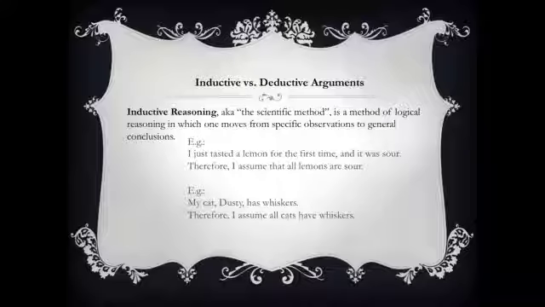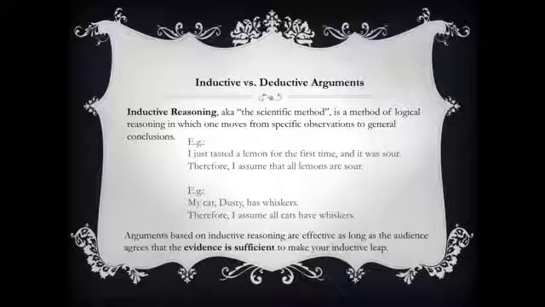So another couple examples of inductive reasoning. I just tasted a lemon for the first time and it was sour. So that's one specific lemon that you tasted. Therefore, I assume that all lemons are sour. So that would be an experiment. So if someone gave you a fruit for the first time and you tried it and it tasted a certain way, you could gather, using this form of reasoning, that that's what all fruits like that taste like. So another cat example, because everything is cats to me. My cat, Dusty, has whiskers. That is a specific observation. So based on that specific observation, I can say generally that all cats have whiskers. So that's an example of the scientific method in action.